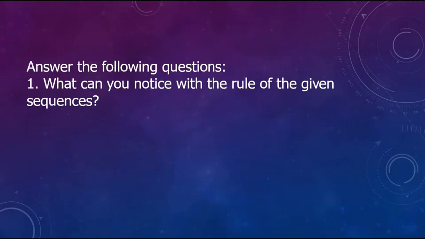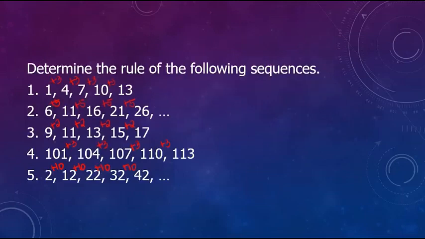Okay, so on the given sequences, all each succeeding terms are obtained by adding a fixed number or a fixed amount. For example, in number 1, you constantly add 3. On number 2, you constantly add 5. On number 3, you constantly add 2. Number 4, you constantly add 3. And on number 5, you constantly add 10.